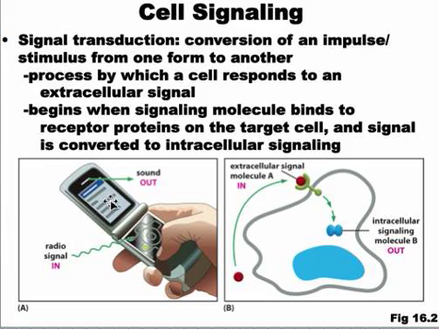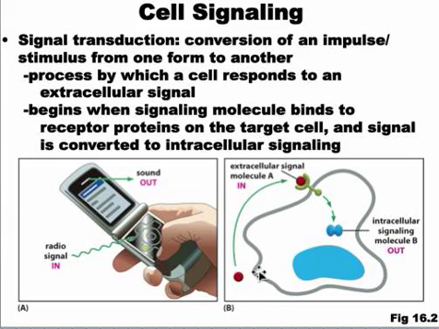But here we have a mobile phone converting a radio signal. So this is the signal that goes in, and it's going to convert that signal into a sound signal. So it receives the radio signal and then transmits it as sound. Now it's similar in cells. Cells are going to respond to an extracellular signal, and then they're going to transduce that signal, or convert it, into a different signal on the inside of the cell. So let's look at an example of this.